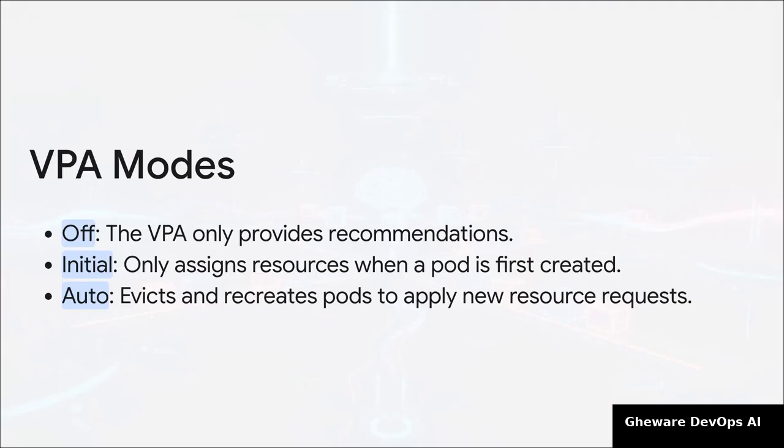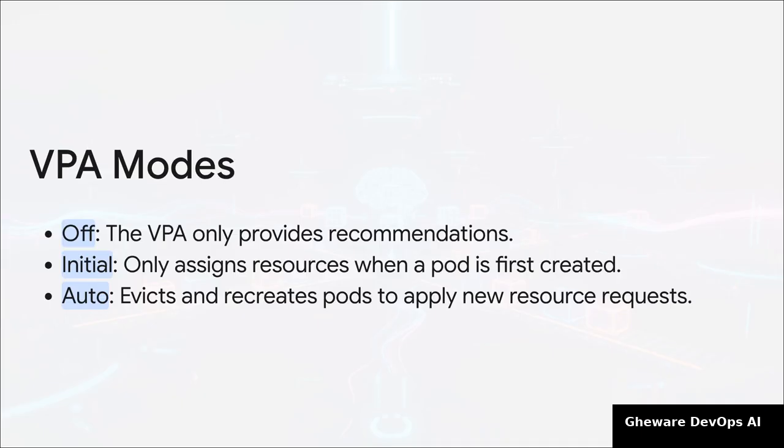Now, VPA has a few different modes you can run it in. Off mode is cool. It just gives you recommendations without actually doing anything. Initial mode applies the right size when a pod first gets created. And then there's auto mode, which will actually evict your pods and recreate them with new optimized resources. But, and this is key, that does mean your pod has to restart.